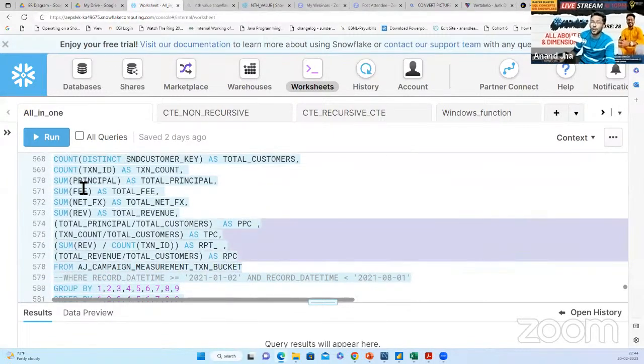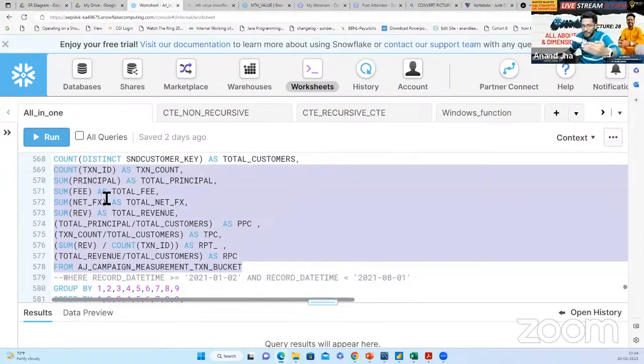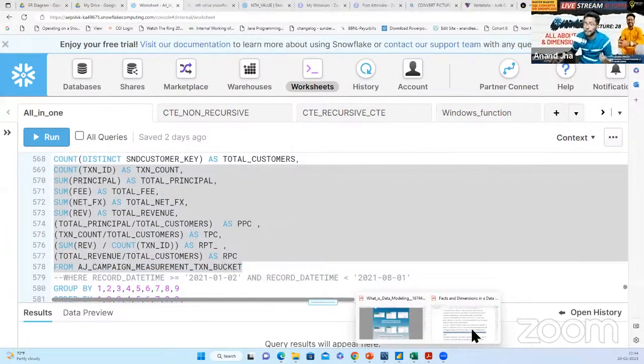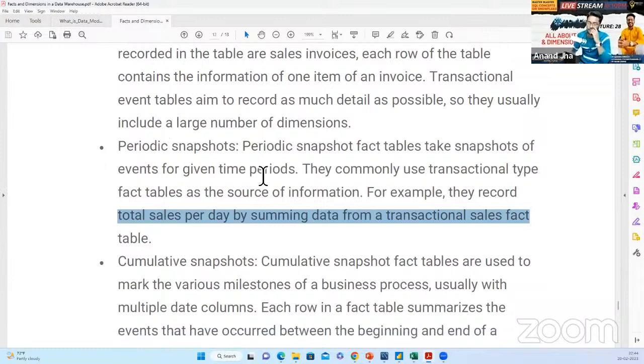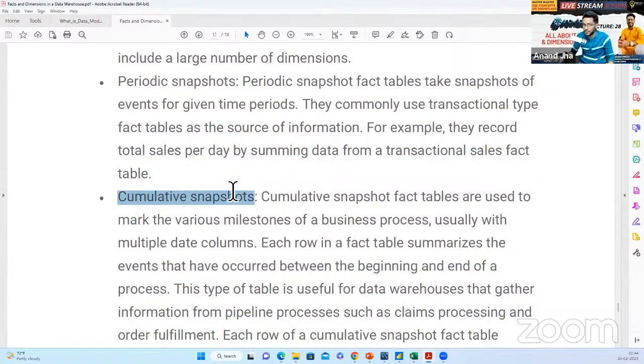All these measurable quantitative quantities, the snapshot I'm taking for that particular month. So this is called a periodic snapshot. Next comes your cumulative snapshot.